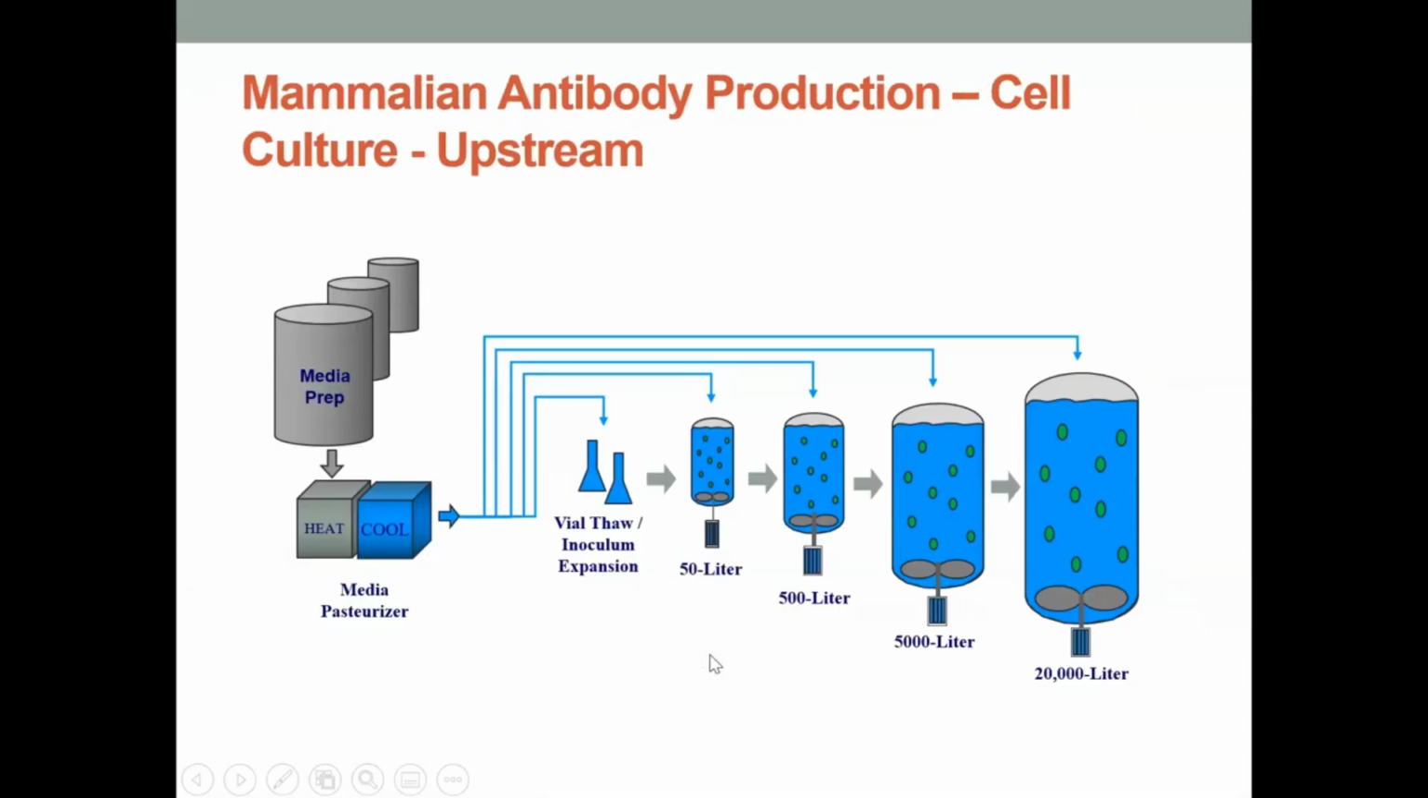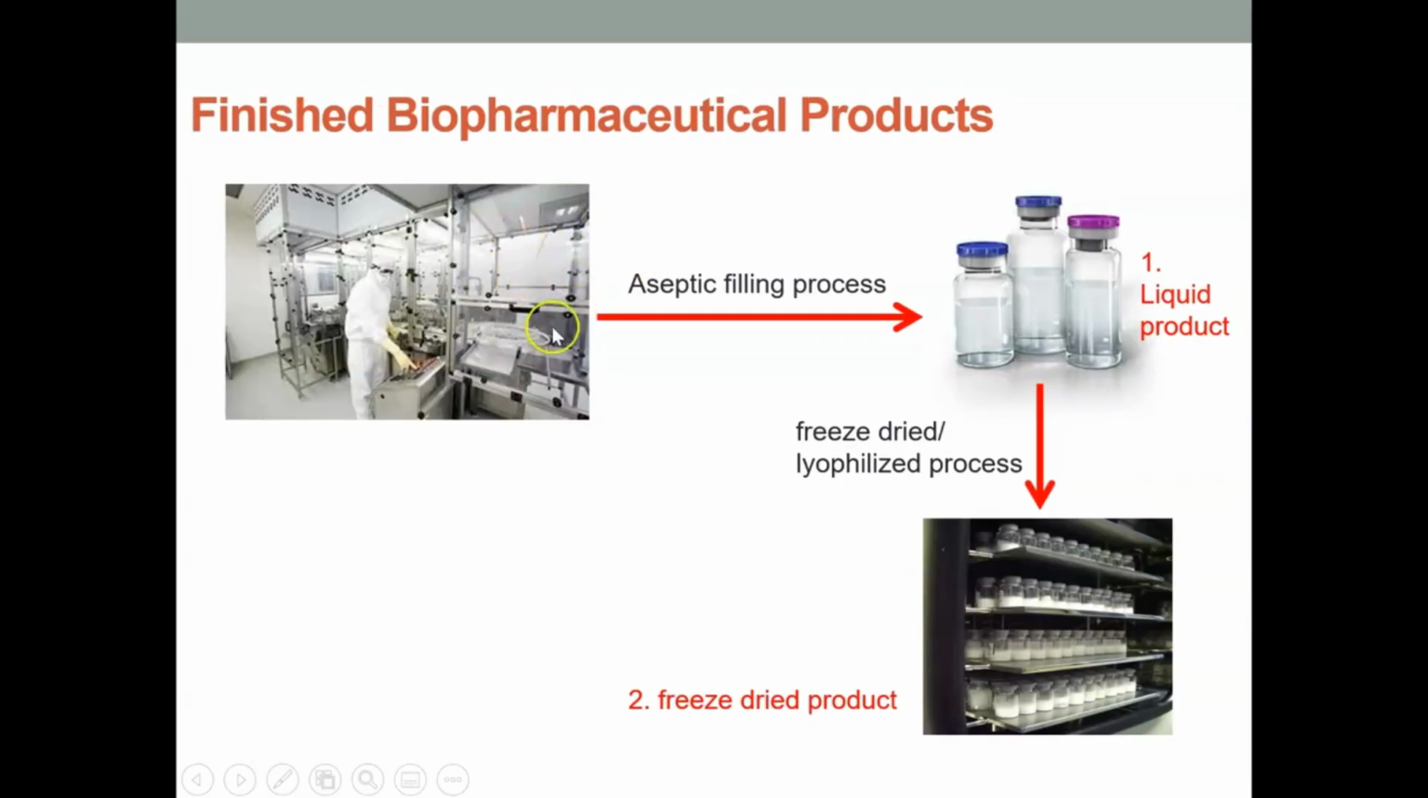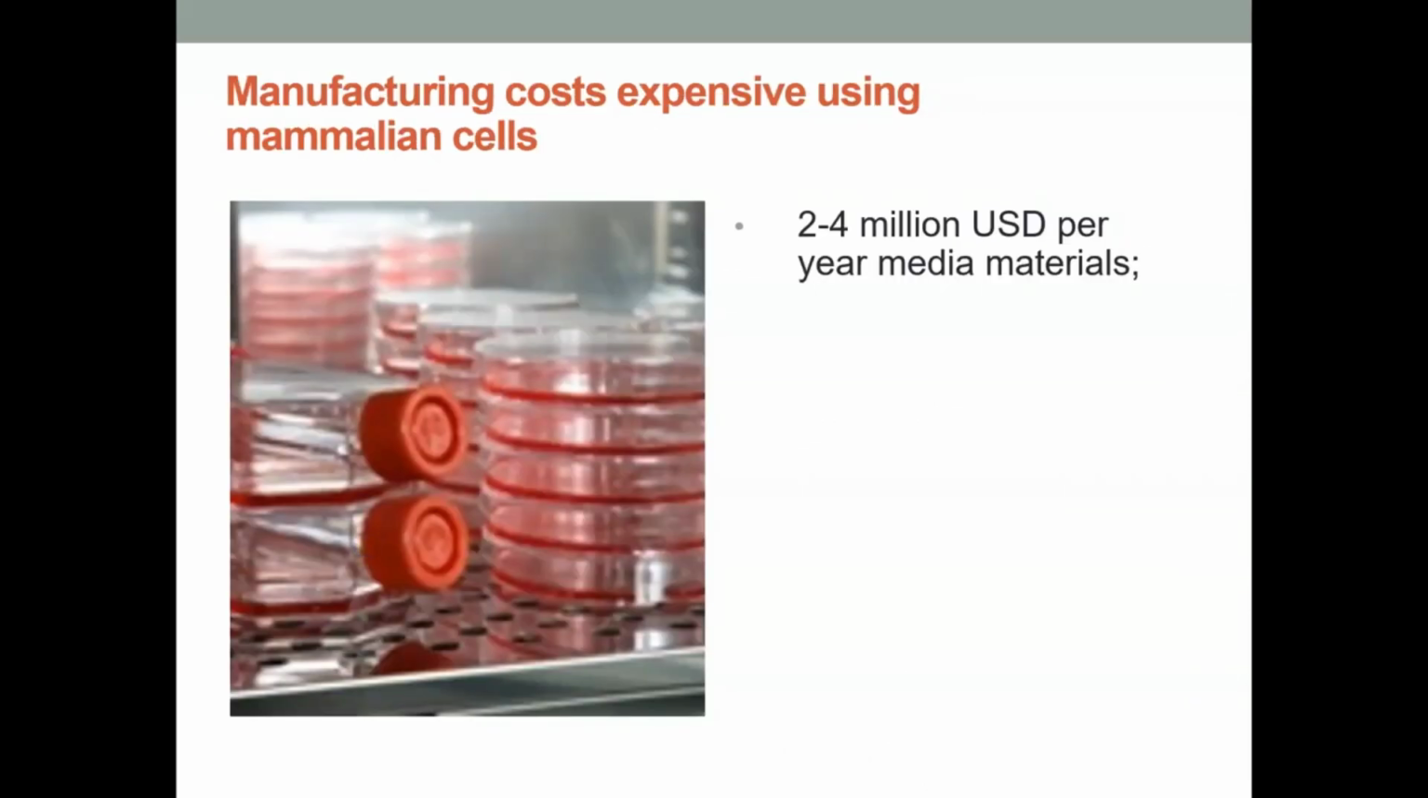Here's an example of a mammalian antibody production, and you've got a cell culture. This is the upstream part. So this is an example of what an aseptic filling process might look like. So generally from biopharmas, you can end up with a liquid, or you can have a freeze-dried version, which is down here, and you can see. So that's 2 different types of products that would result from the process. And the process obviously would be different depending on which type of finished product you were looking for.